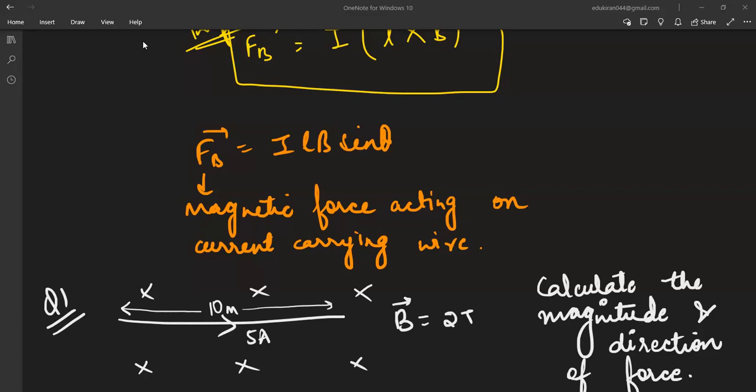Ma'am. Yes, Chavez. Ma'am, this cross means that magnetic field is inside. Inwards, yes, into the page. Ma'am, can you show how the different crosses are there, inward and outward? See, if you see this symbol, this means magnetic field is inwards. If you see this, this means it is outwards.